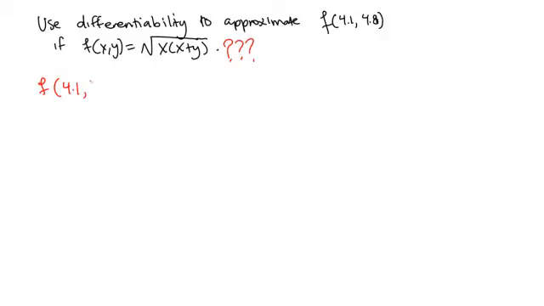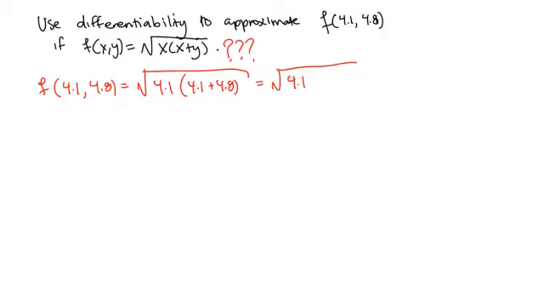f of (4.1, 4.8) is the square root of 4.1 times (4.1 plus 4.8). And so that means we're trying to take the square root of 4.1 times 8.9. Well, this is where the calculation falls apart. I'm not going to be able to do this work right here without the assistance of a calculator. However, I could get you a decent ballpark estimate, right?